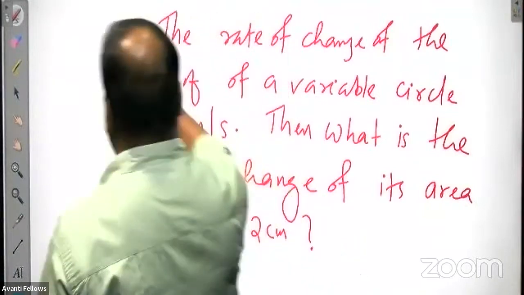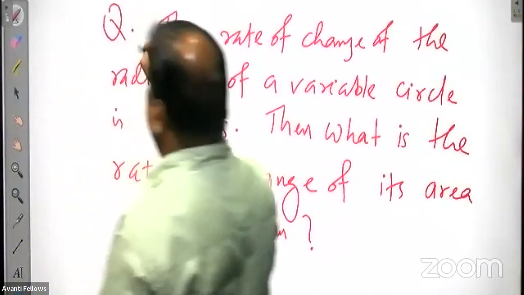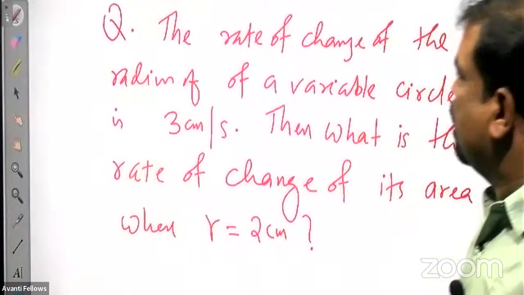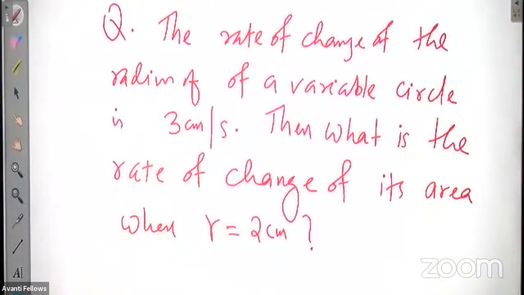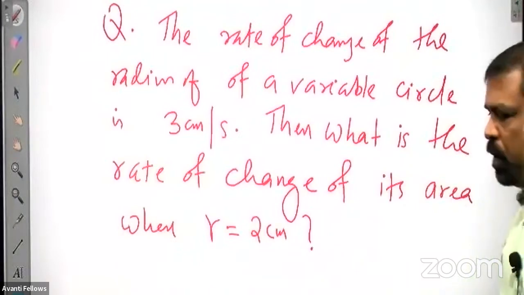Another question, okay? These are very simple questions I am taking in the beginning. The rate of change of the radius of a variable circle is 3 centimeter per second. Okay, the radius is changing at the rate of 3 centimeter per second. Then what is the rate of change of its area when r equal to 2 centimeter?